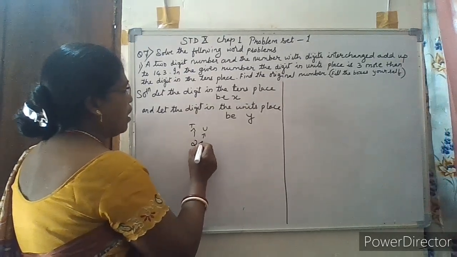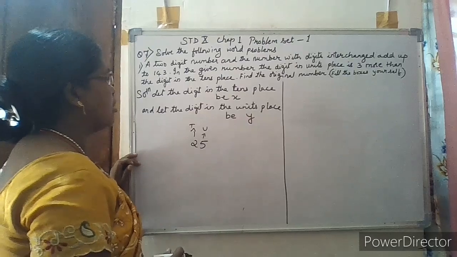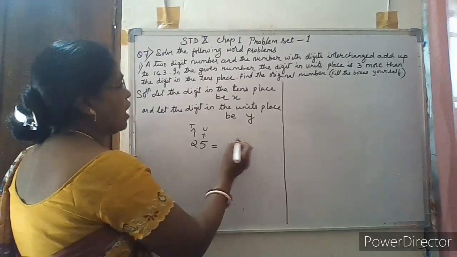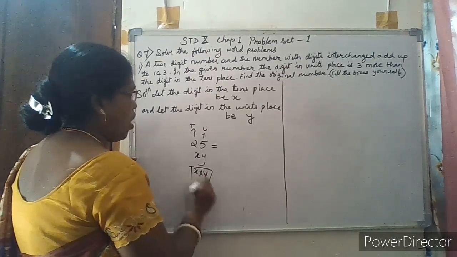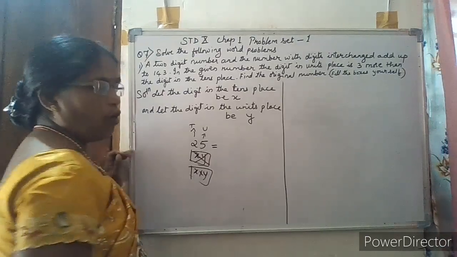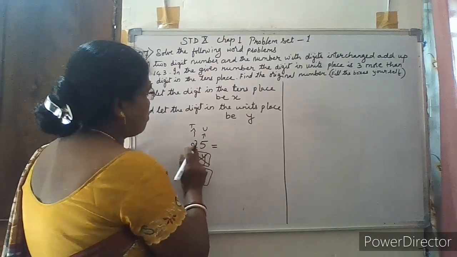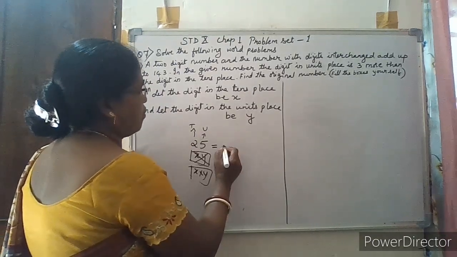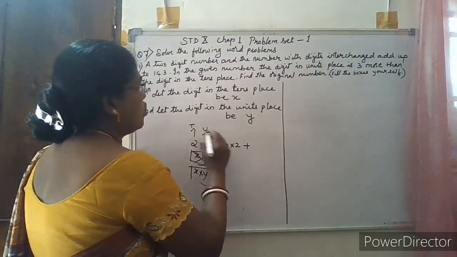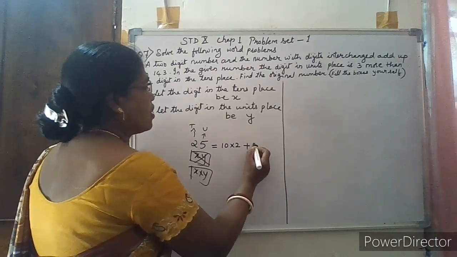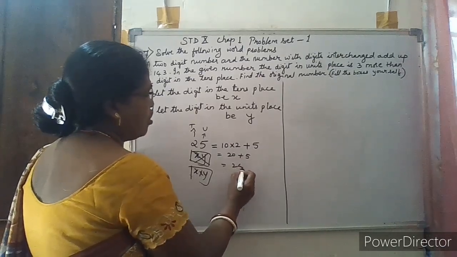If I write it numerically, suppose I take 25, I can write it directly. But if I write x and y together, it indicates x into y. So that is the wrong way of writing in algebra. So we use the expanded form of the number: 25 is 10 into 2 plus 1 into 5. So 20 plus 5 will give you 25.